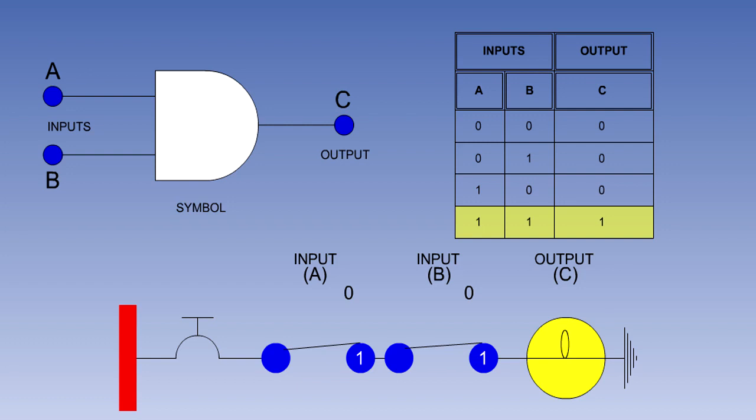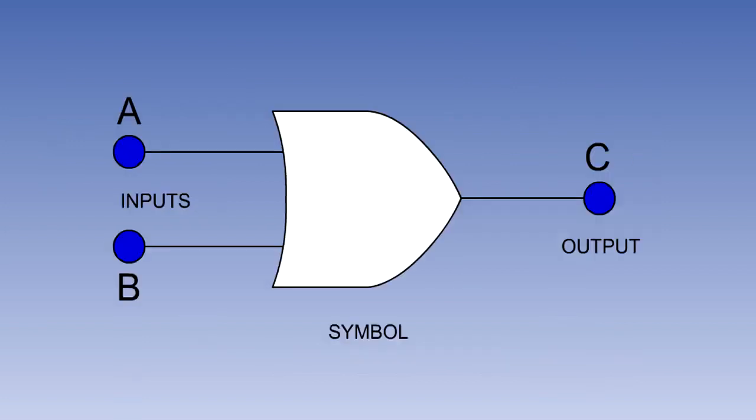Because all inputs to this gate need to be binary 1 to produce an output of binary 1, this gate is sometimes referred to as the all or nothing gate. The next gate we are going to look at is the OR gate. The symbol for this gate is being displayed on the screen. The OR gate may have any number of inputs. If one or more of these inputs is 1, then the output will be 1. The OR gate will only give a 0 output if all of its inputs are 0.